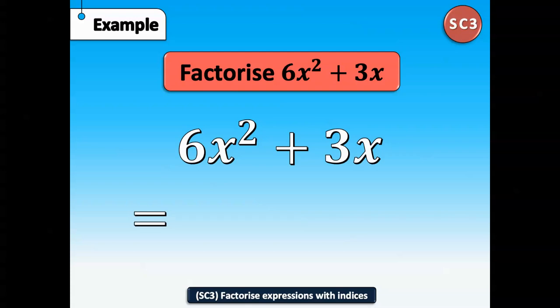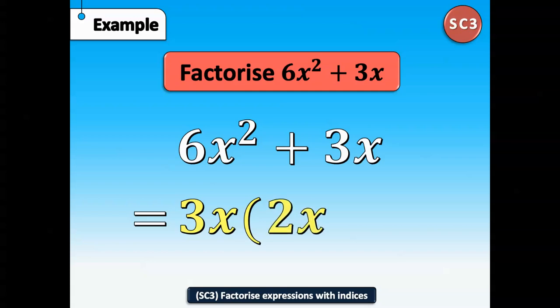So what goes into 6 and 3? Well, that's 3. And they've also both got an x in them. So I can take 3x on the outside of the bracket. Then I need to think, what do I times 3x by to make 6x squared? Well, I times 3 by 2 to make 6, and I times x by x to make x squared. So I'll have 2x there. Then what do I times 3x by to make 3x? Well, I just times it by 1. So my answer is 3x brackets 2x plus 1.